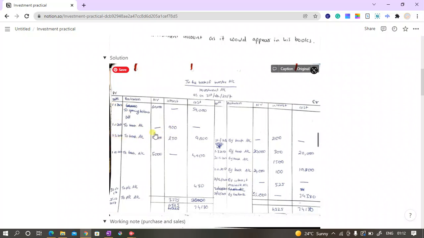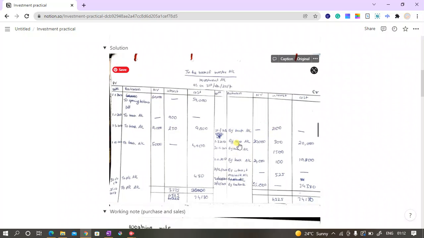Next we made a purchase on 1st March 2017. We made the purchase on nominal value 10,000. Interest we have already calculated 250. Then the cost we have is 9,800. Now remember we have to write the due dates. The due date for the interest, when we receive it in our bank, we will credit here. So 31st March 2017 interest, we got the interest. So by bank account we received 2,100 for these 2 shares.